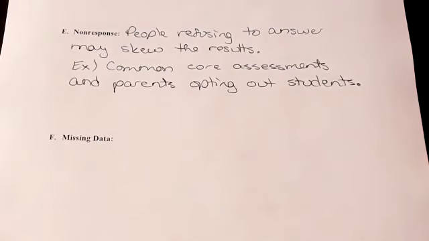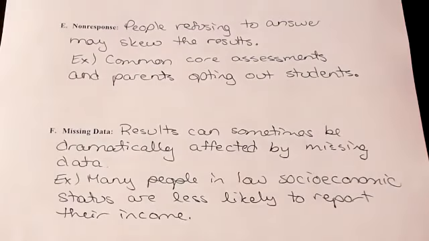Next, we have non-response, and this is just simply people refusing to answer. And when people refuse to answer, that could potentially skew the results. So as an example, if the local governments are trying to collect data from their Common Core practices and how students are doing, when parents opt out students, there's less data to collect. There's less data that would actually help to inform better practices, unfortunately. So whether or not you agree with it or not, it does eliminate the availability of data that would help to inform practices.